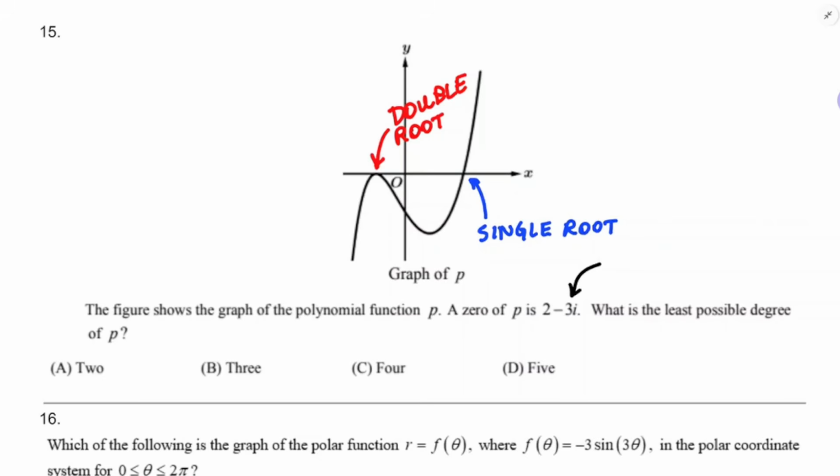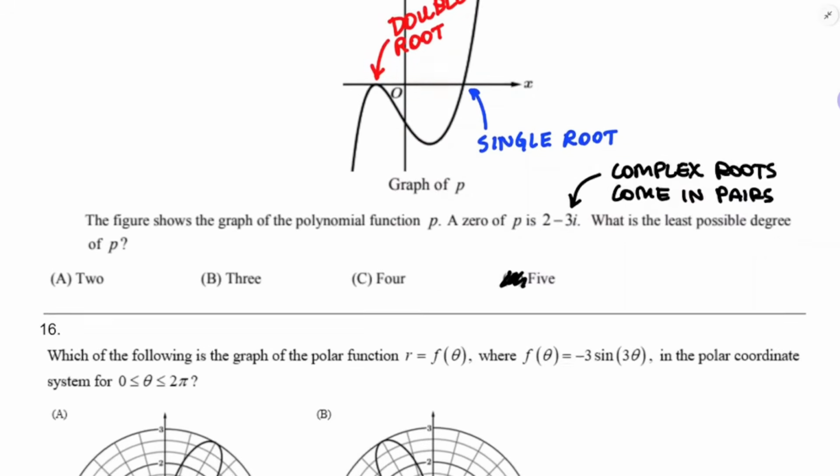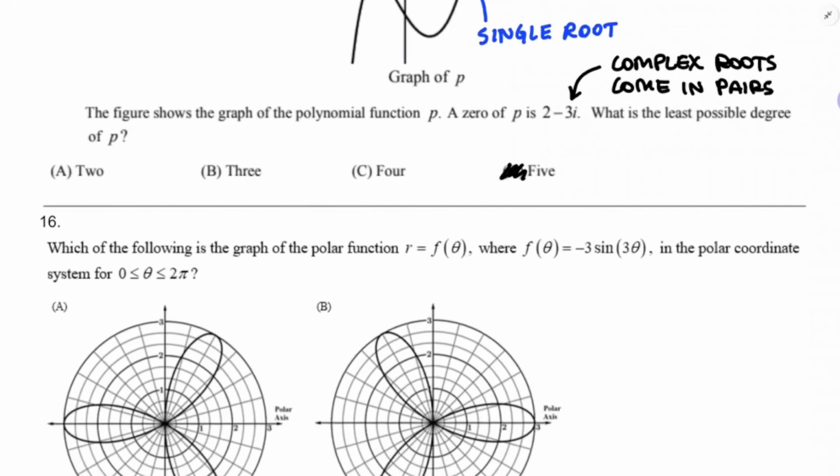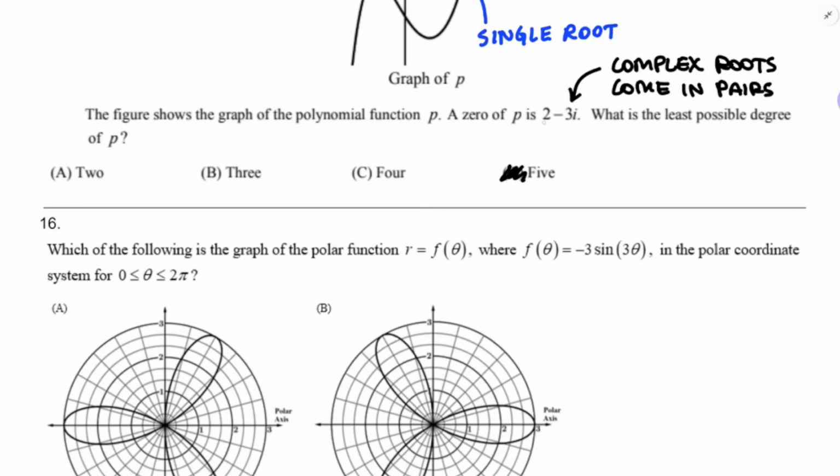But then remember that complex roots come in conjugate pairs. So that's going to be at least 2 more. So the least possible degree would be 5. So let's write that in. I'm counting 2 plus 1 is 3, and 2 more would be the very least because complex roots come in conjugate pairs. If it's 2 minus 3i, its conjugate is going to be 2 plus 3i.